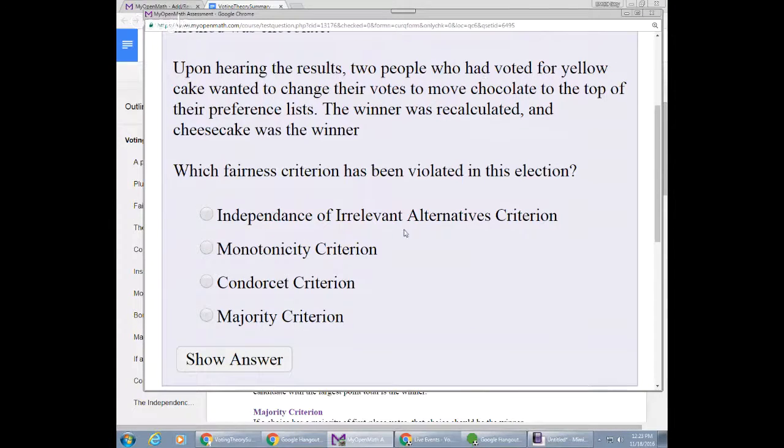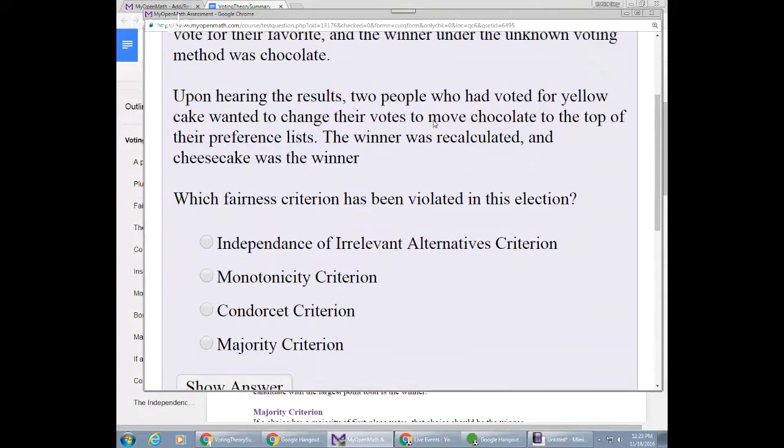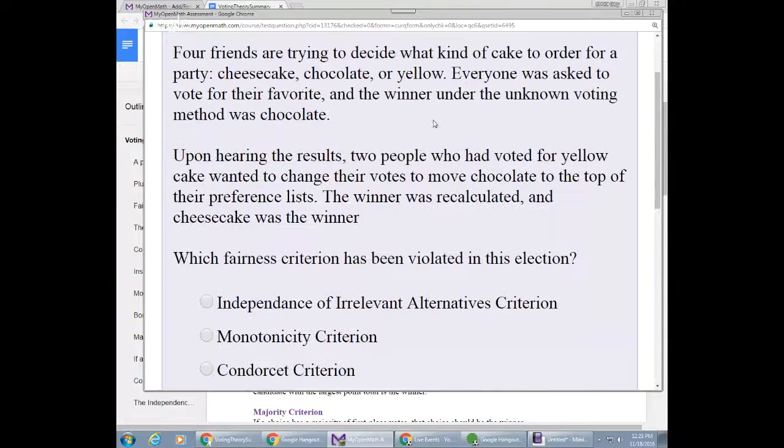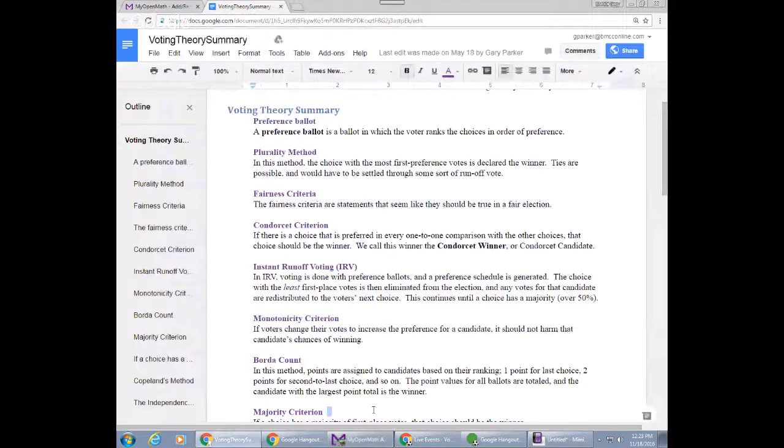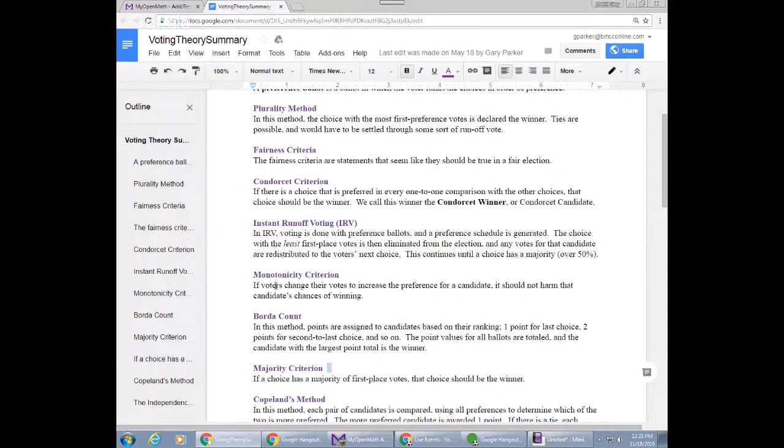It looks to me like the monotonicity, because they wanted to change their vote to chocolate to increase the chance of chocolate winning. What does that word mean? Monotonicity means stays the same, doesn't change. So the monotonicity criteria says if voters change their votes to increase the preference for a candidate, that should not harm the candidate's chance of winning.